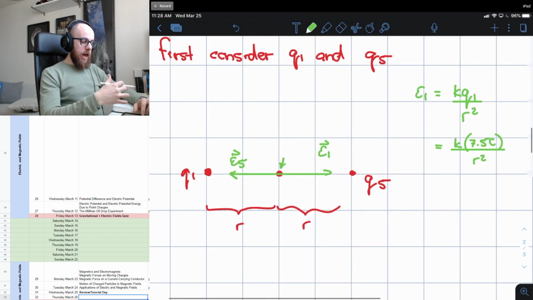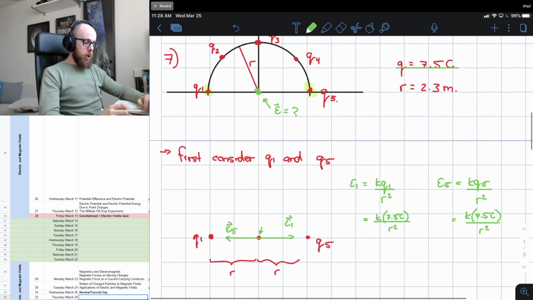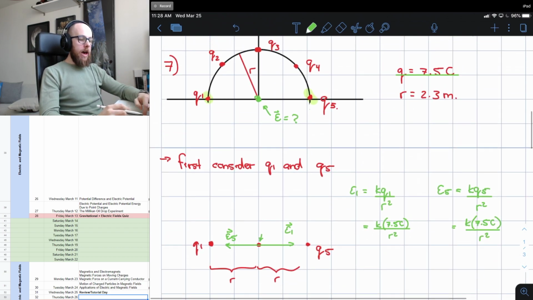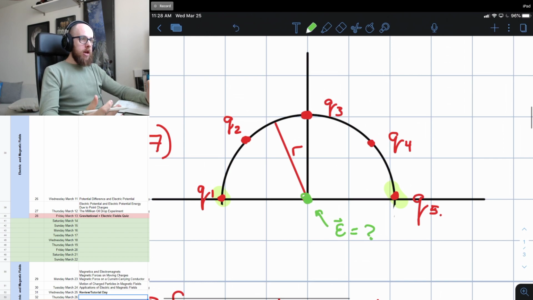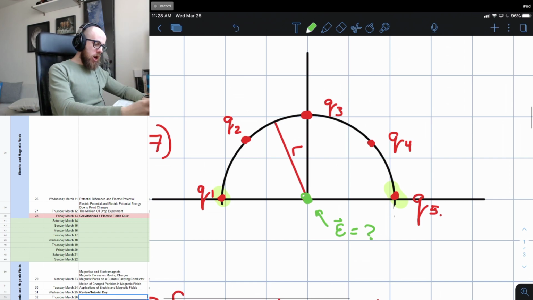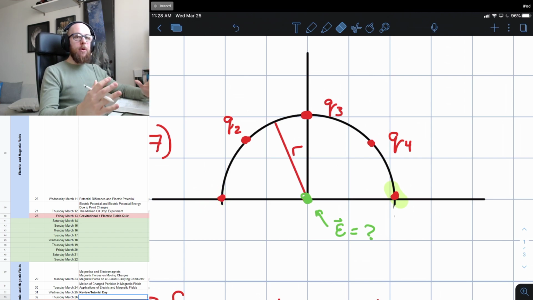What this tells us is that because we considered symmetry, it doesn't even matter that Q1 and Q5 are there. The electric fields that they're both generating will just cancel each other out. So it's almost like we can just remove these two point charges. They don't even influence the problem anymore.